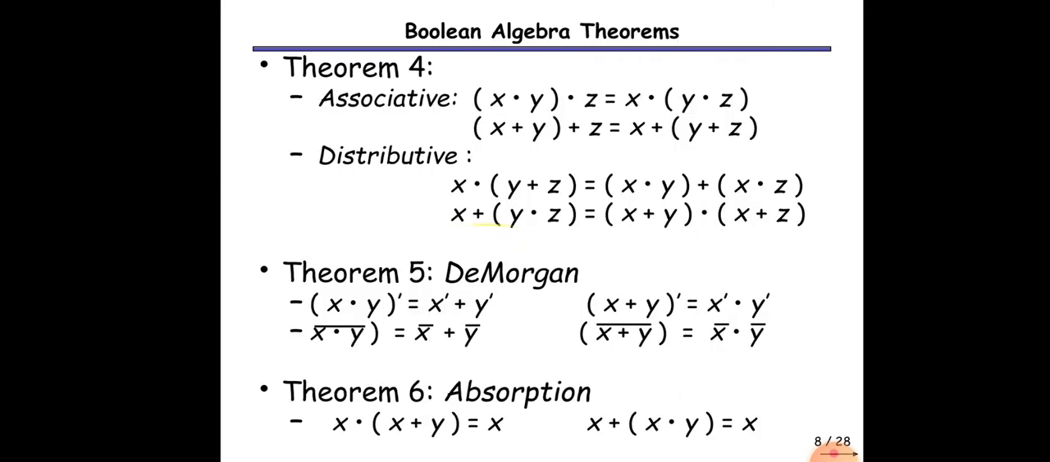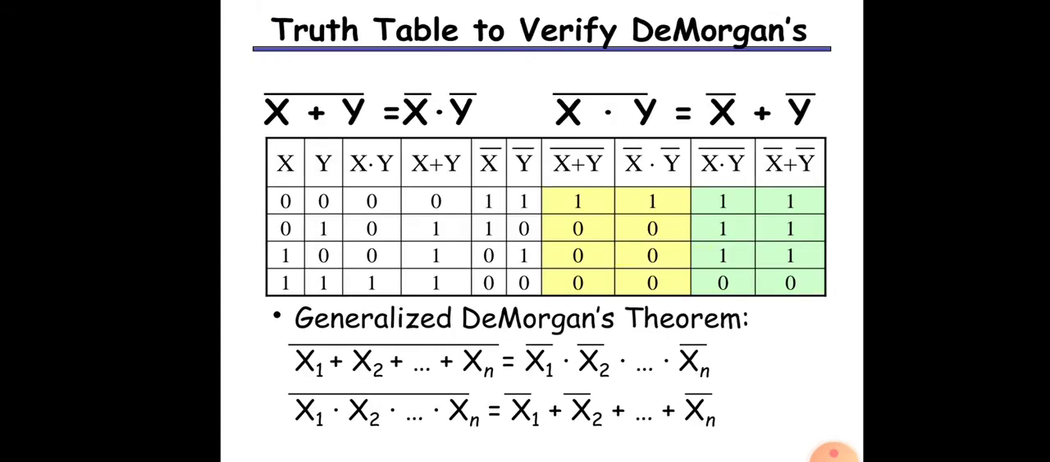So first I am going to write this expression: x plus y complement equal to x complement into y complement. First we prove that first theorem. Then the second one is x into y complement equal to x complement plus y complement. So this is theorem number 1. Just see, we are proving this.